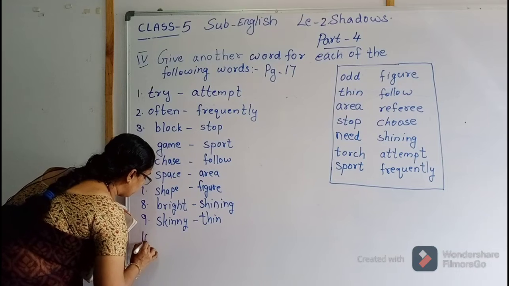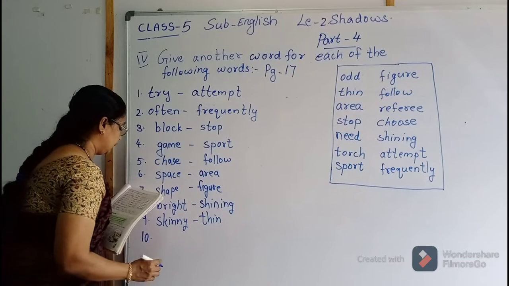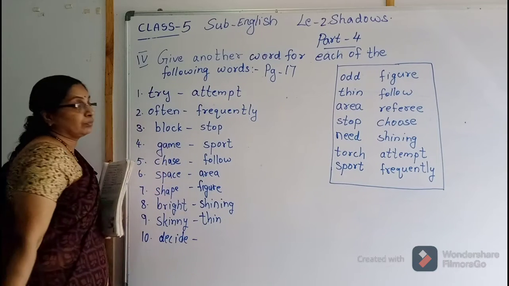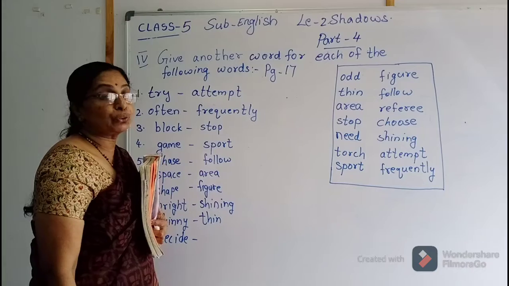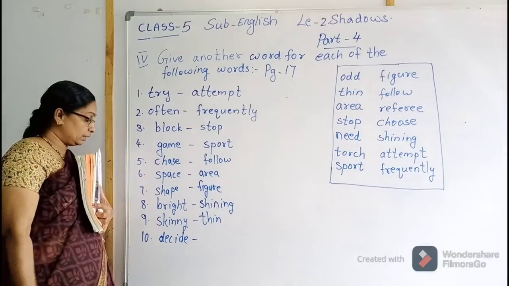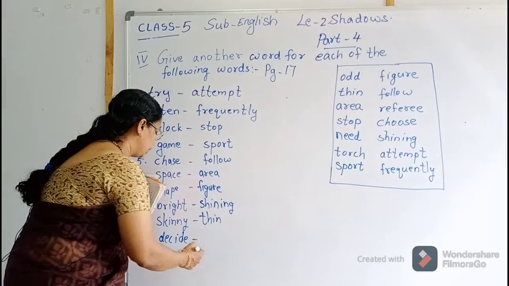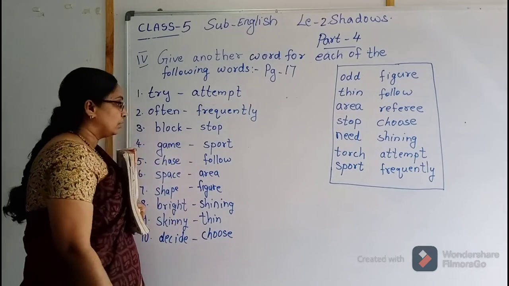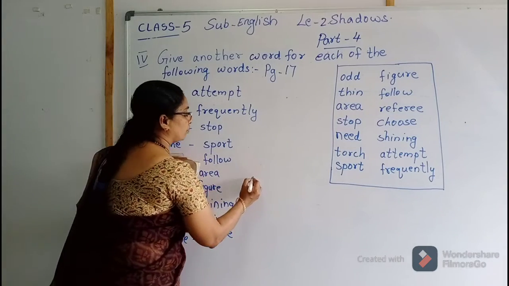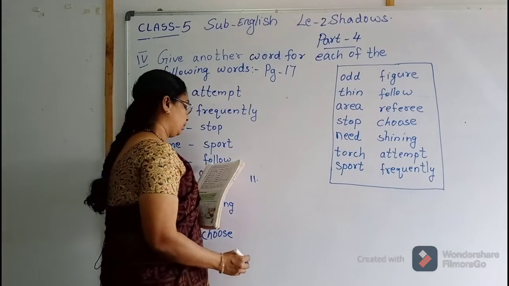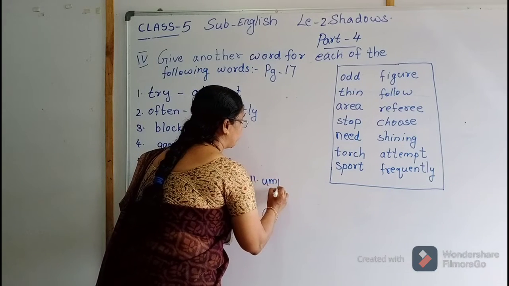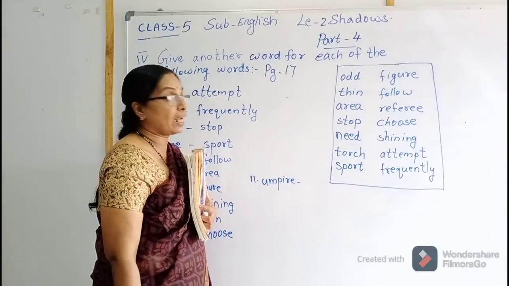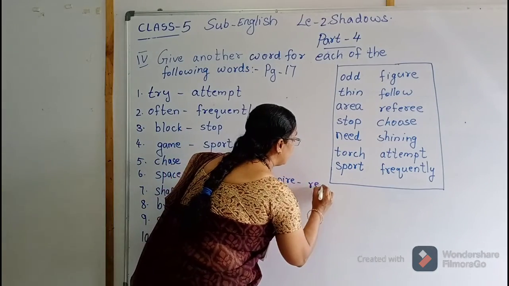Then number 10, decide. The same meaning is choose. Choose your decision. Decide your thing. Decision. So choose. Number 11, umpire. Umpire. For the games we are seeing the umpire. Who is that? Referee.